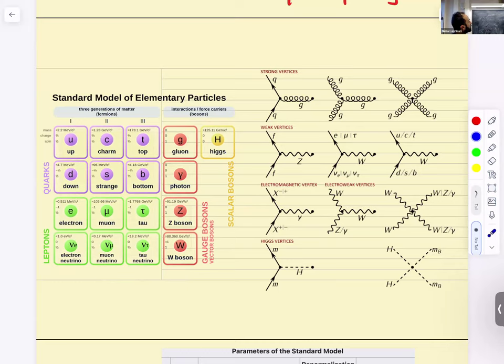Here are all the vertices. These are strong vertices, involving gluons. Here are the weak vertices, involving W and Zs. Here are the electromagnetic vertices. The CKM matrix is in here. Here are the Higgs vertices. These are all that there is to the standard model of particle physics in terms of vertices.